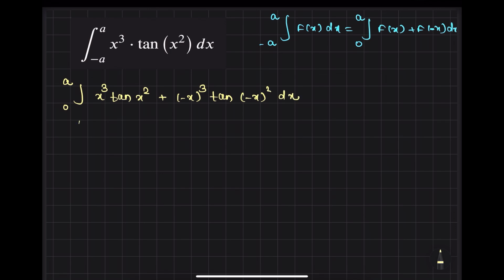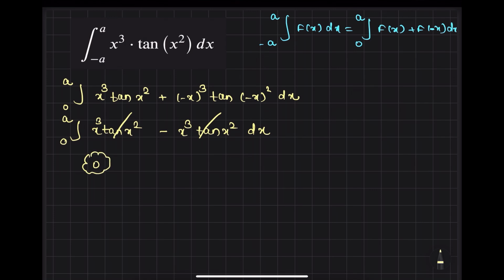Now look at this, what will happen. 0 to a, this is x cube tan x square. This x cube will become minus of x cube, and then this thing is a square now, so it will become plus tan x square dx. Now this thing is gone. Okay, so we are left with 0. So integration of 0 will become 0 only. Therefore the required result is 0.